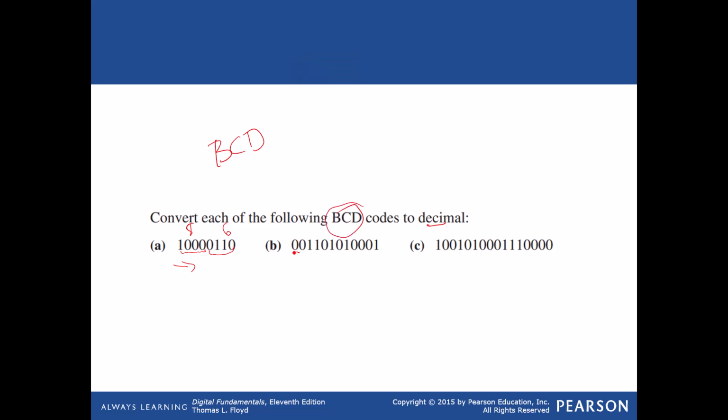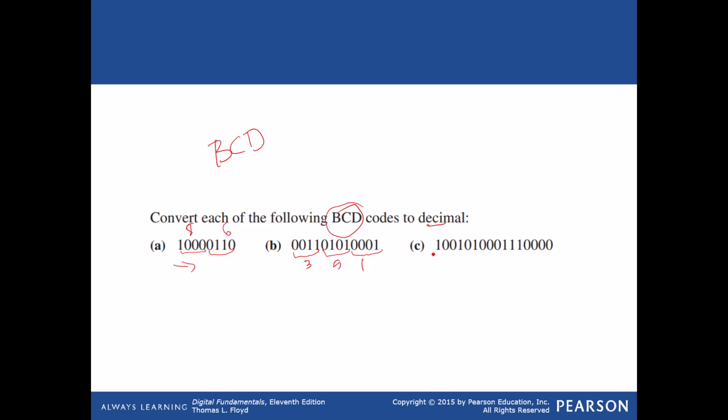Let's do the same thing here. I'm going to group them into groups of 4. We just need to be careful that we get really 4. In this case, this one represents 3, this one 0, 1, 0, this is 5, and this is 1. So we got 351.